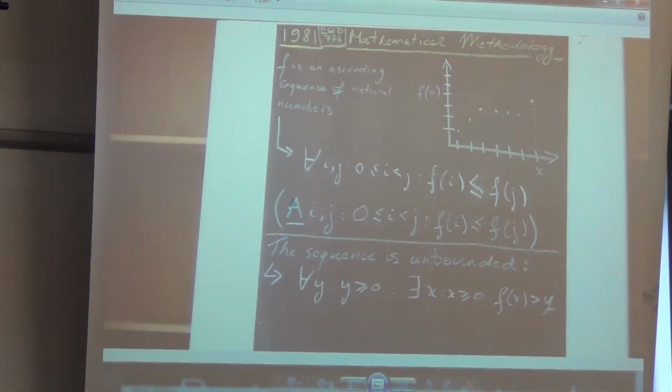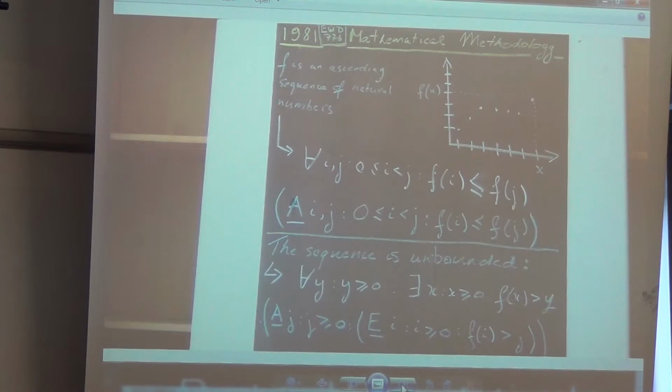And also the sequence is unbounded. So those white dots that I drew there, they go up. They always go up eventually. So for any y, I would write it as follows. For any y, there is an x, such that f of x is strictly larger than y. In his notation, he used a different notation for the universal and existential quantification.